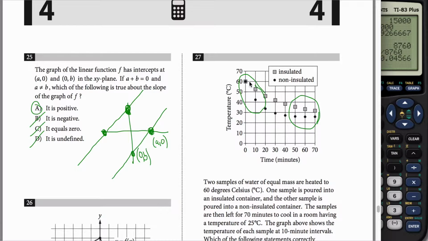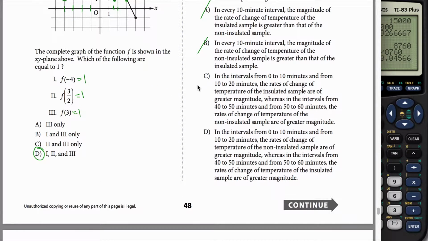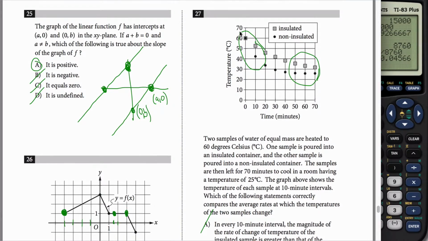At the start, insulated hardly changes at all, whereas non-insulated changes a ton. So that's not the case. What about D? At the start, the rate of change of non-insulated is greater. Yeah, that makes sense because at the start, non-insulated changes really, really fast.